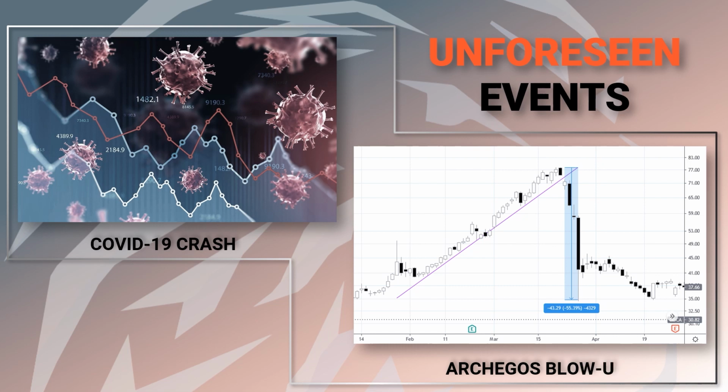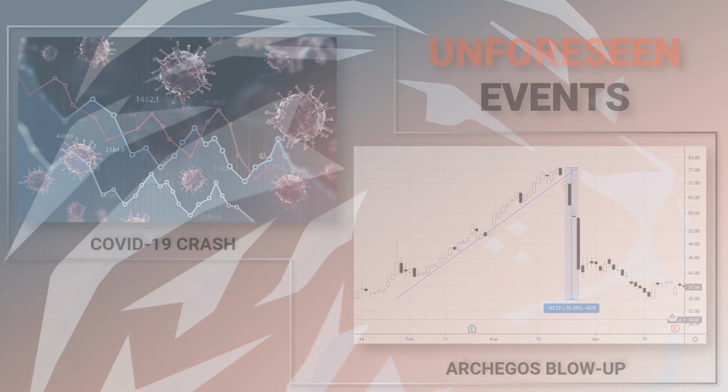The Archegos blowup occurred when Archegos Capital, a family-run trading office, illegally used massive amounts of leverage to pump up the valuation of a number of stocks. A negative shift in the market occurred that caused the fund to effectively blow up. Shown here is DISCA, a stock which lost almost 50% of its market cap in just weeks when the fund blew up. Events like this are nearly impossible to foresee, and this emphasizes the importance of using stop losses and diversifying the portfolio.